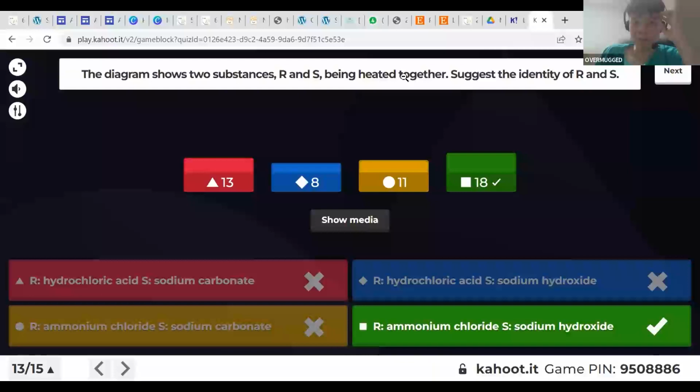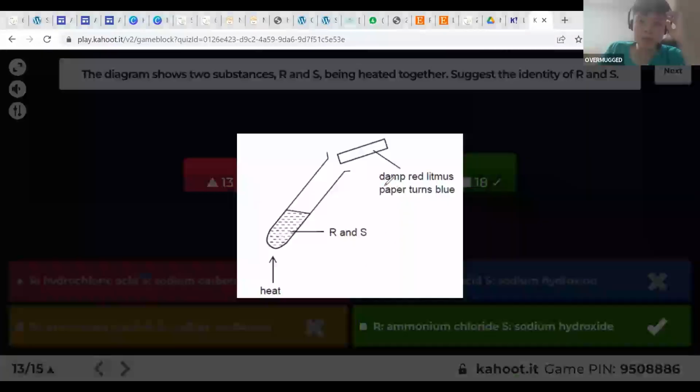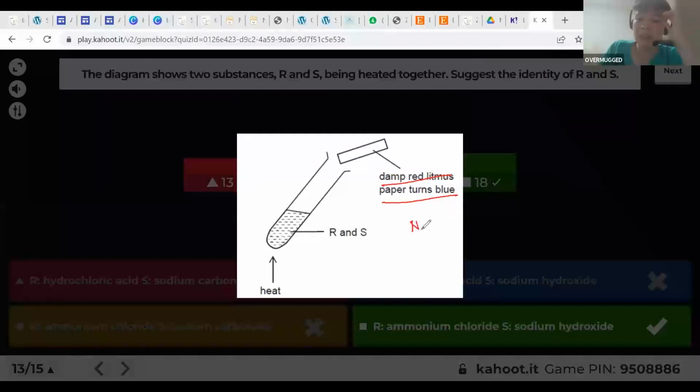From this, red litmus paper turns blue, which means an alkaline gas is coming out. What is coming out? Ammonia gas is coming out. What produces ammonia? It will be your alkali plus ammonium salt, and that will be over here. Ammonium salt and alkali give you ammonia gas.